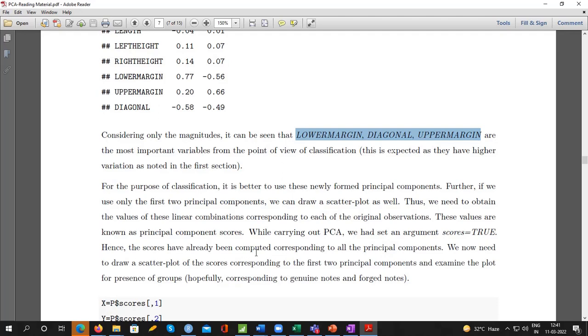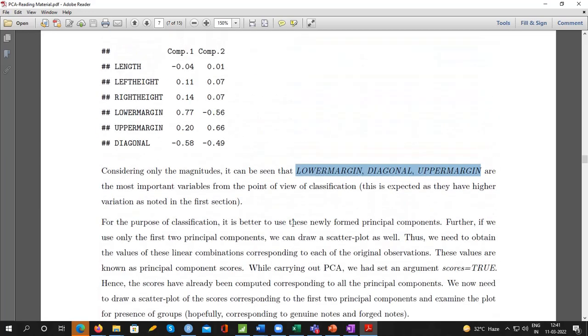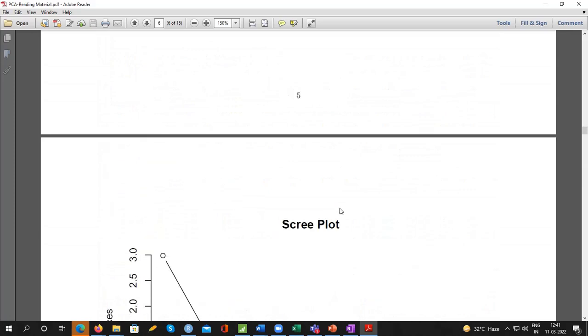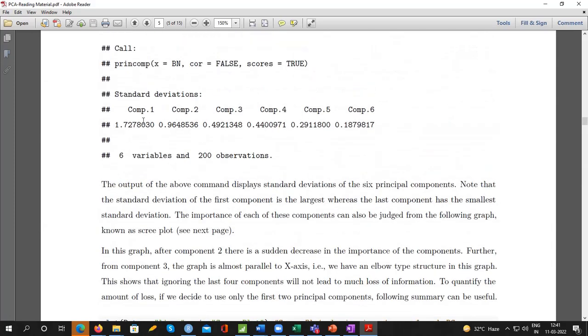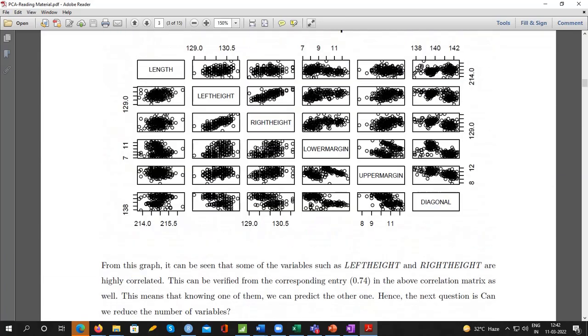Now let me check the... Okay, so is it expected? Why is lower margin important? I had told you something. I had told you to remember this. See, lower margin had the highest variance, if you remember.